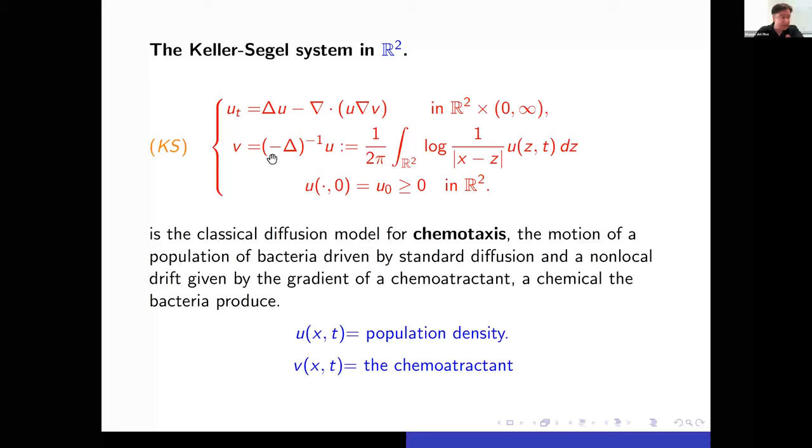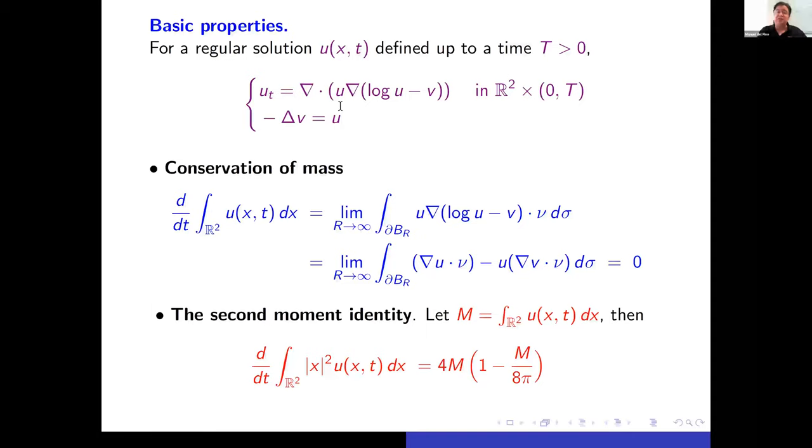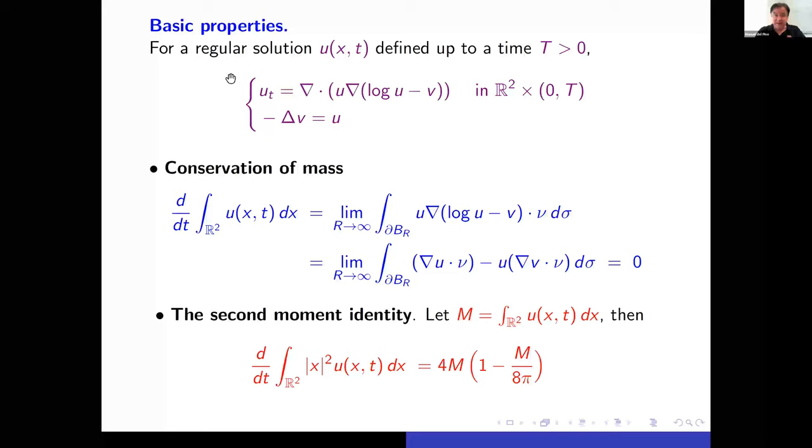Now, let me comment about certain similarities and differences between this diffusion model and the clean diffusion given by the heat equation. Well, as I mentioned before, a similarity that we may immediately see is the fact that mass is preserved, provided that the initial condition decays sufficiently fast at infinity. And this is a direct consequence of the divergence form of the equation.